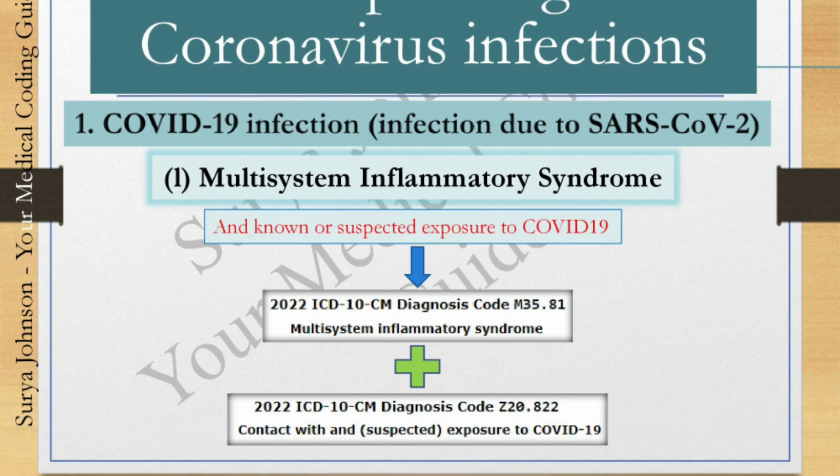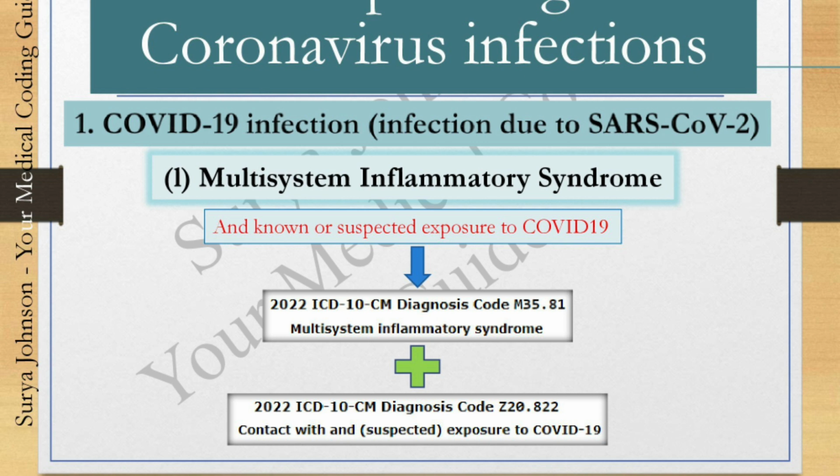So the next one here is under the multisystem inflammatory syndrome. If the patient has known or suspected exposure to COVID-19. So the patient has an exposure to COVID-19 and also the patient has a multisystem inflammatory syndrome. So in this scenario, you will be coding the multisystem inflammatory syndrome as principal, M35.81, followed by the contact with or suspected exposure to COVID-19. You will not code the Z20.82 as principal because it's not yet confirmed.